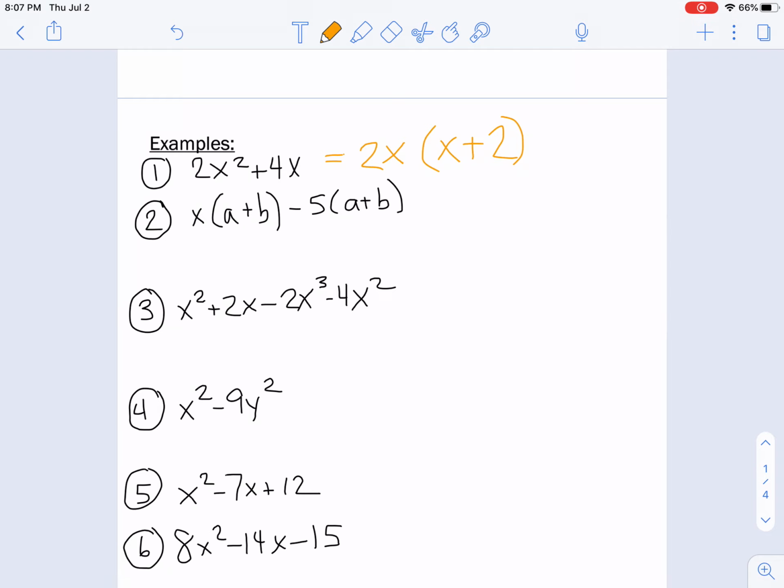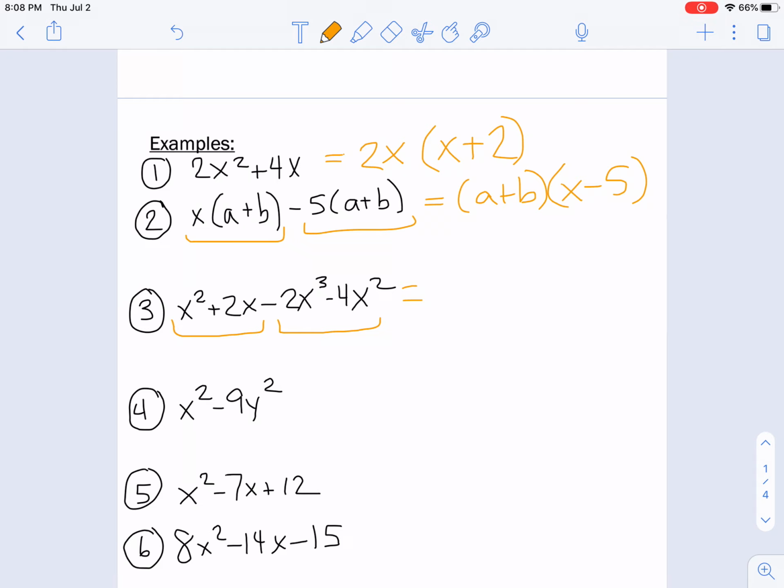Number 2 is also a type of common factoring, except for now we have 2 groups of terms, and we have a binomial common factor of a plus b that we can pull out. So if I pull a plus b out of both of those groups, what would be left over would be an x minus 5. Step 3 is just taking the factoring by grouping a step further. Still, we're just common factoring. So we're looking at 2 groups of 2 here.